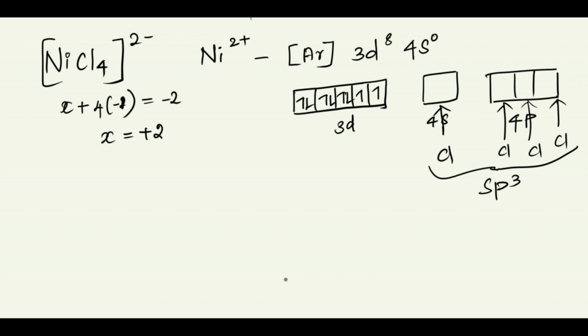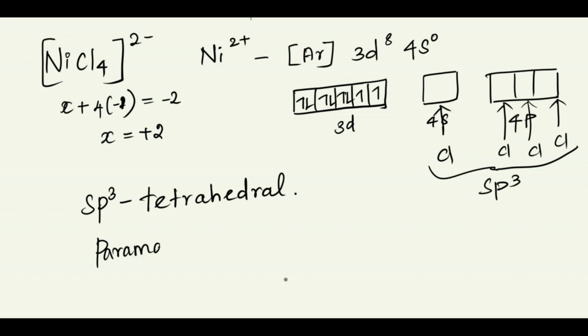right? So sp3. So what is the shape or structure of the complex? sp3 means tetrahedron. Correct? So does it have any unpaired electrons? Yes, it does, which makes it paramagnetic.